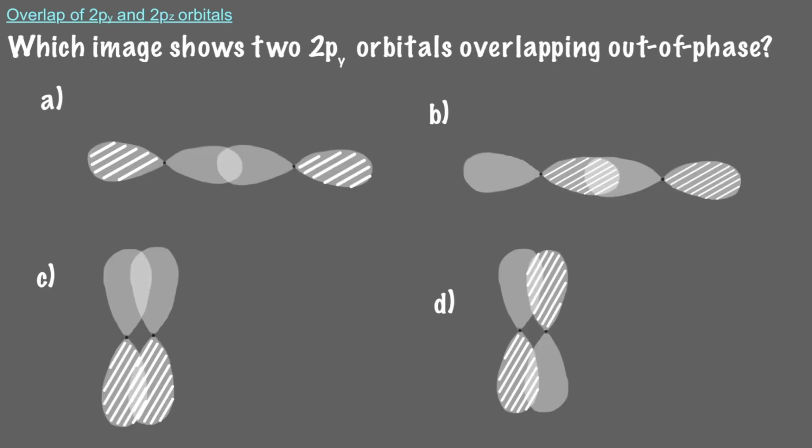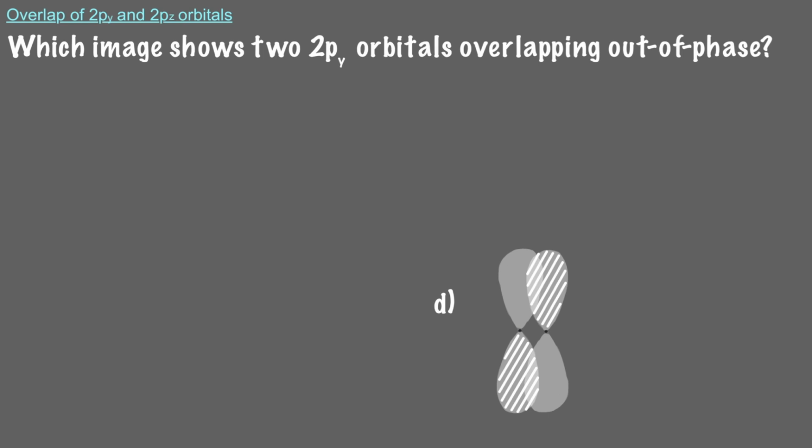Let's explore what happens when two 2py orbitals overlap out of phase. Which image shows two 2py orbitals overlapping out of phase? That's right, this drawing shows the overlap of two 2py orbitals that are out of phase. Notice that the top lobes of each of the atomic 2py orbitals are opposite. That means that they will experience destructive interference, or canceling. The same is true of the lobes below.